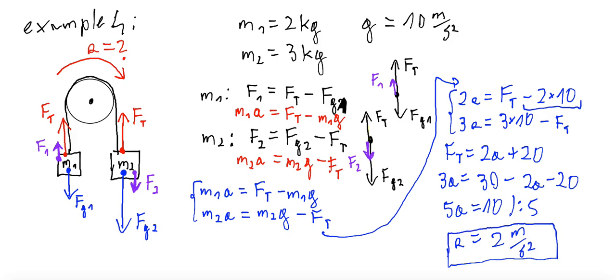What does it mean? It means that mass m1 moves up with acceleration of 2 meters per second squared, mass m2 moves down with acceleration of 2 meters per second squared, and of course this wheel is rotating with linear acceleration on the edge, which is equal to 2 meters per second squared.